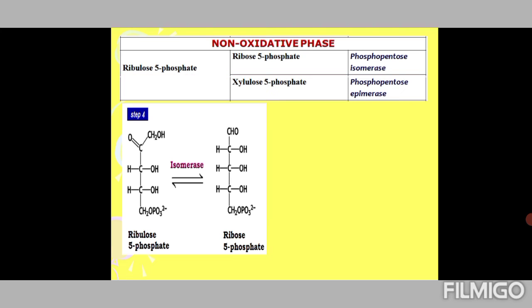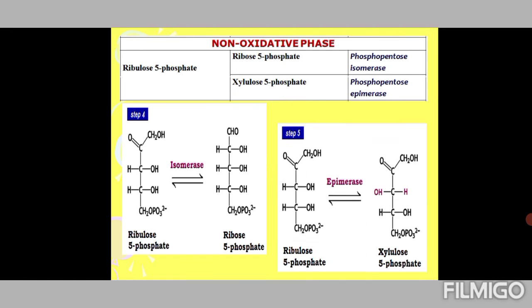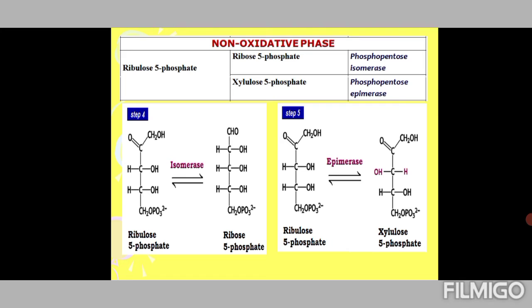And the next step also involves a type of isomerization reaction, which is actually an epimerization with the help of the enzyme phosphopentose epimerase. Another molecule of ribulose 5-phosphate gets converted to xylulose 5-phosphate, as you can see here. So these two are epimers because they differ around a single carbon atom, as can be seen here. This third carbon has OH on the right in ribulose 5-phosphate, whereas here in xylulose the OH is on the left side.